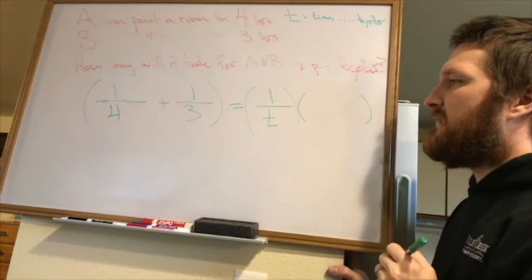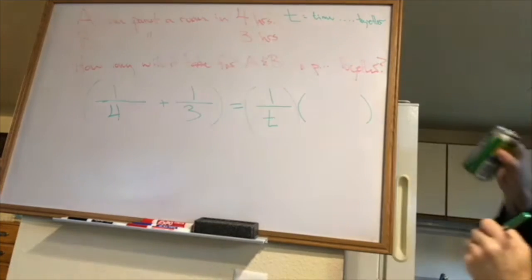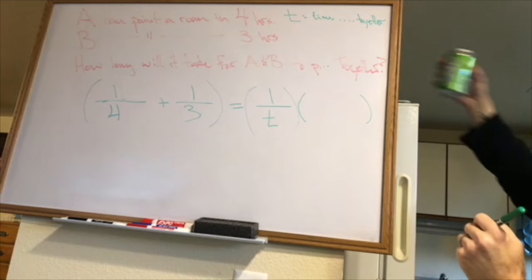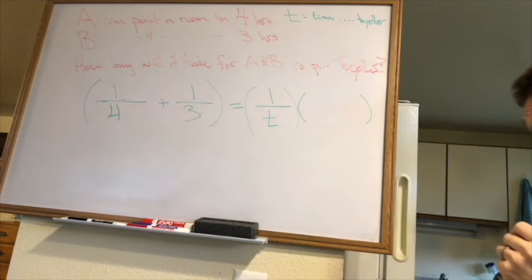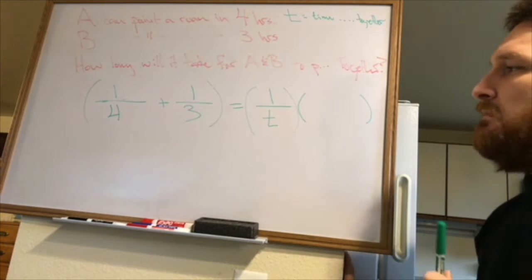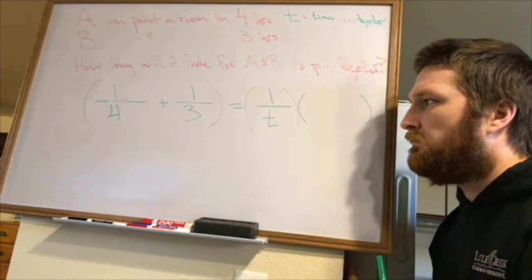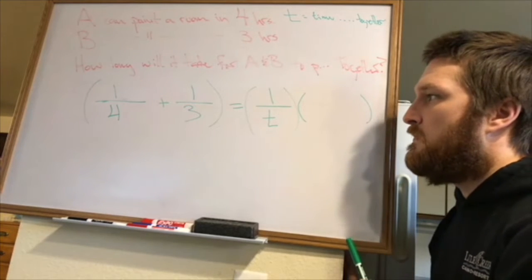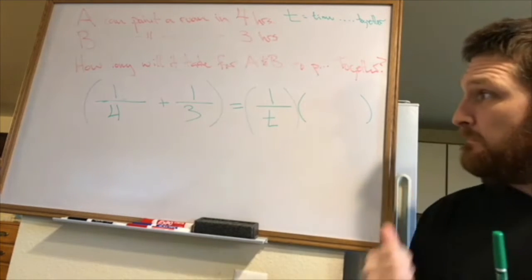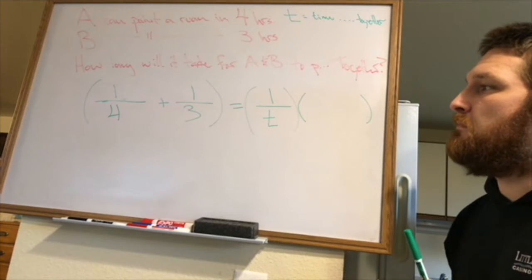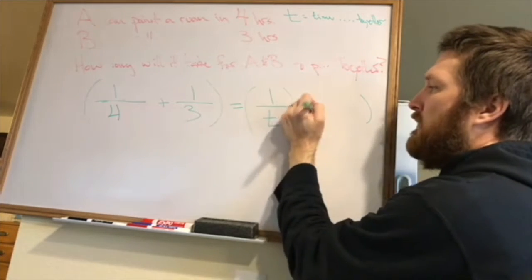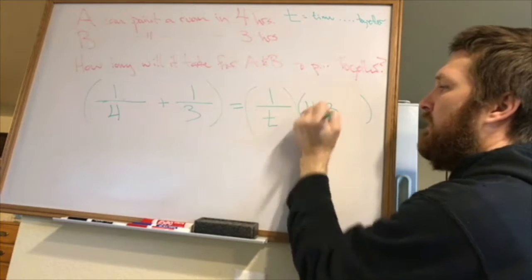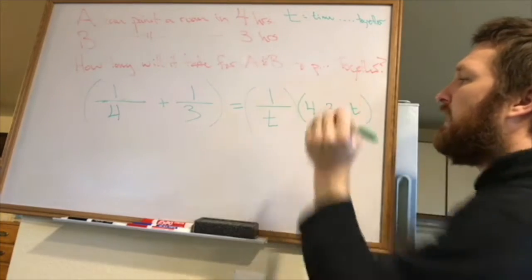One second. Let me just write it down. 1 over 4 plus 1 over 3 equals 1 over t. Oh boy. Okay, so you'll have to multiply it by 4 and 3 and t. And t. There we go.